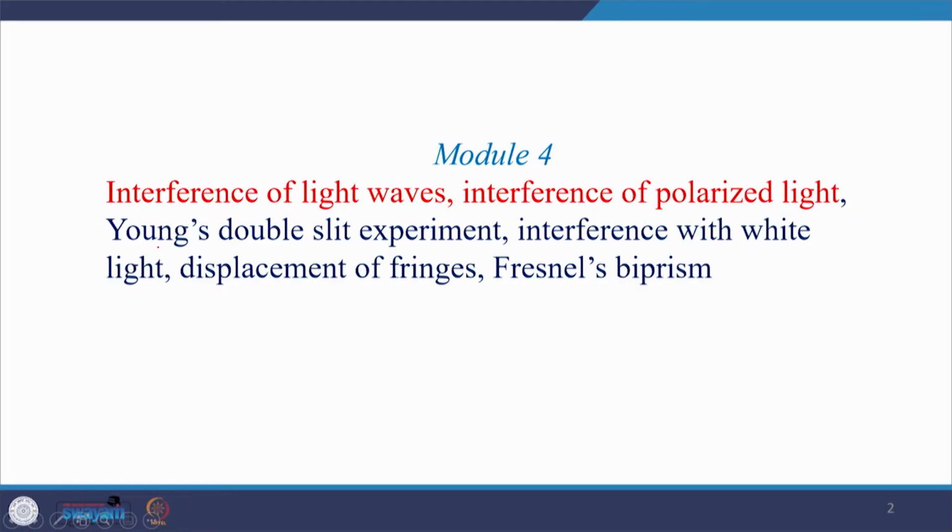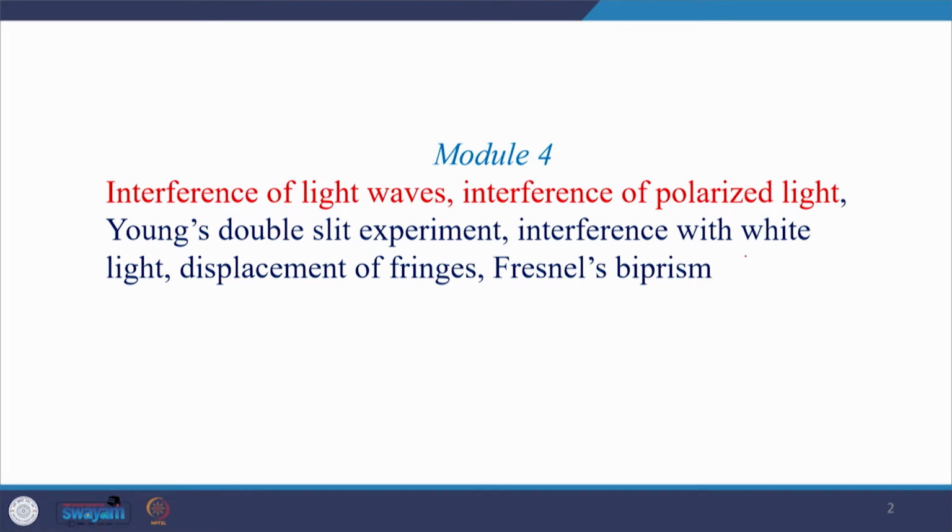Now, in this module 4, interference of light waves will be discussed, and then we will talk about interference of polarized light. There is a small application of polarization while discussing interference, and therefore, we covered polarization before interference. Then we will talk about the famous Young's double slit experiment.